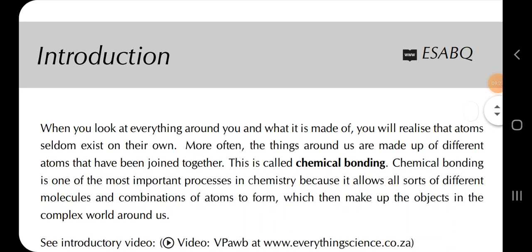So when you look around you and what is made of, you will realize that atoms seldom exist on their own. More often, things around us are made up of different atoms that have been joined together. When you join 2 atoms together, this is called chemical bonding. Chemical bonding is one of the most important processes in chemistry because it allows all sorts of different molecules and combinations of atoms to form, which then make up the objects in the complex world around us.